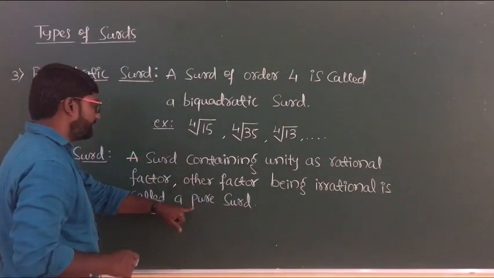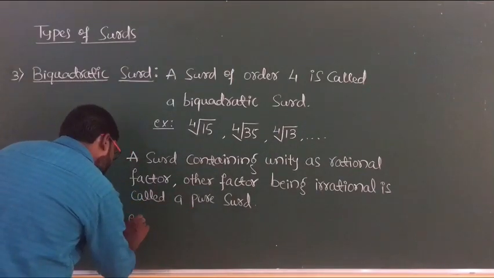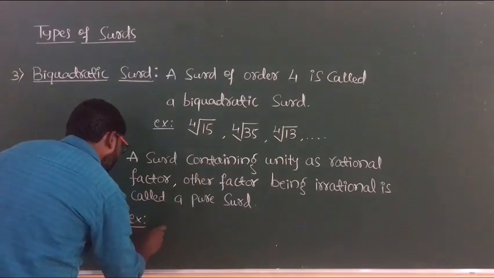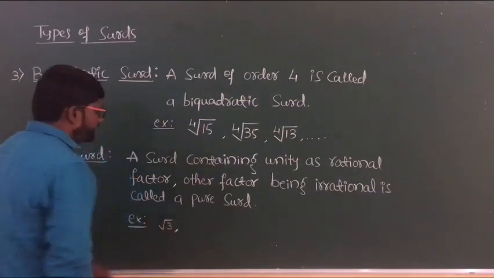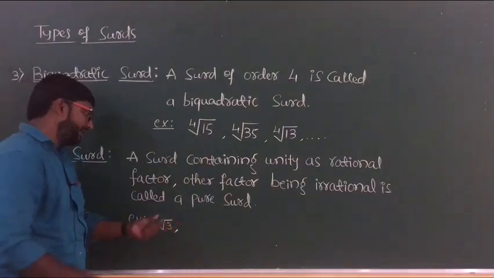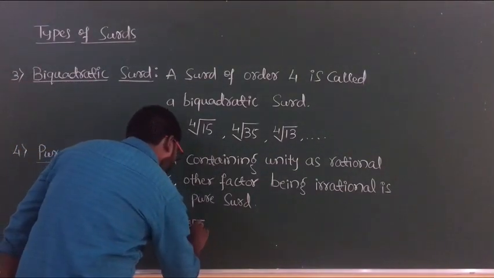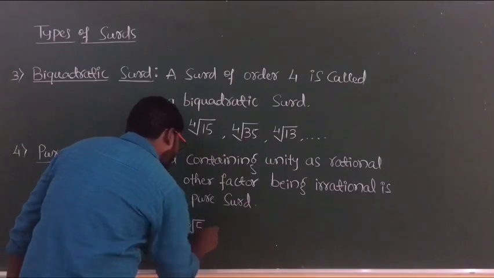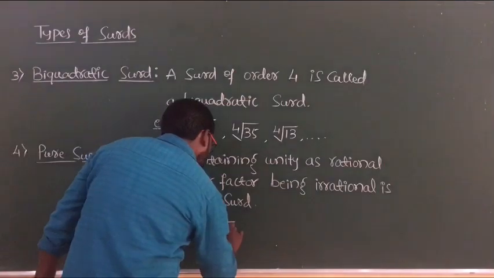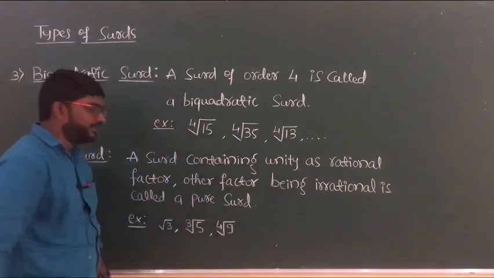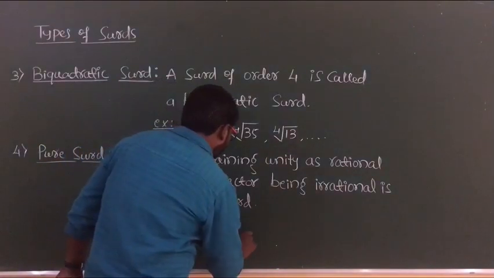So for example, see here the examples are root 3, this is a pure surd, and then cube root of 5, then fourth root of 9, all these are the examples for pure surd.